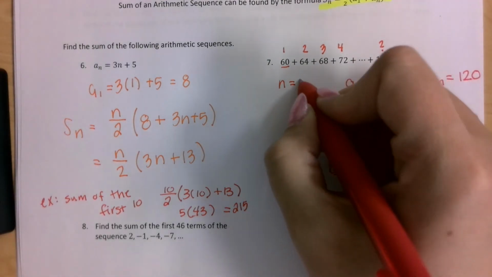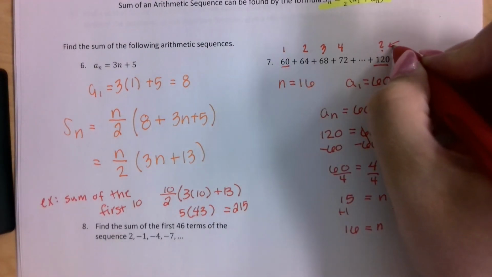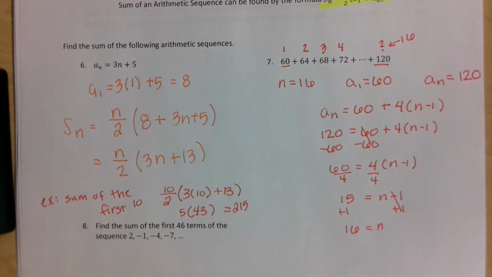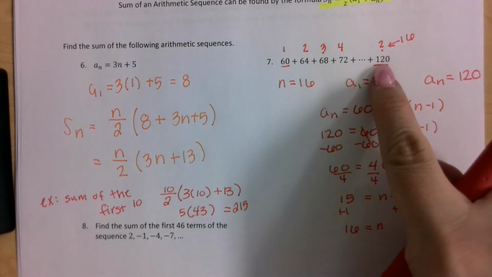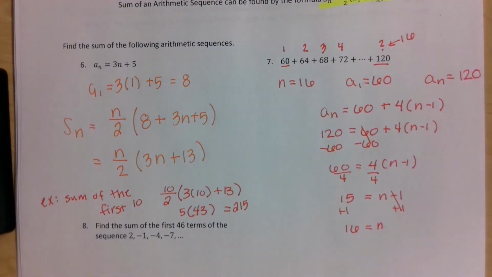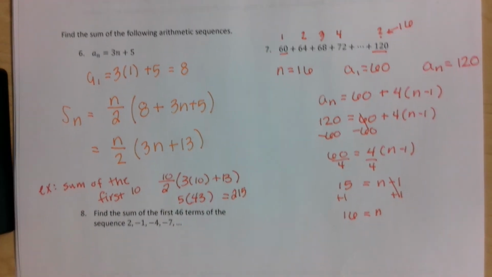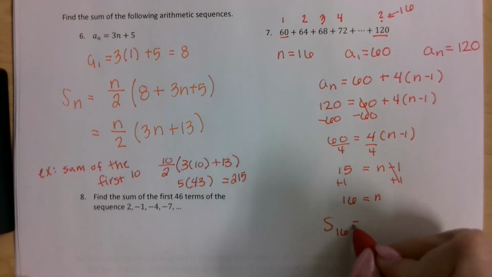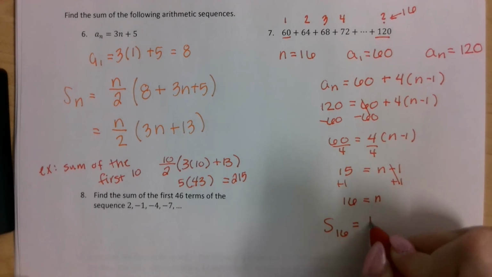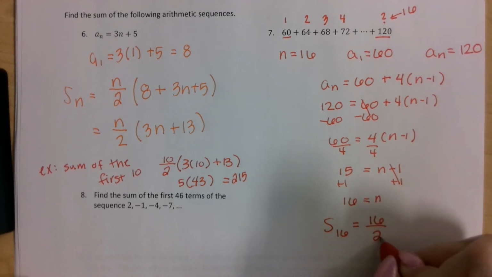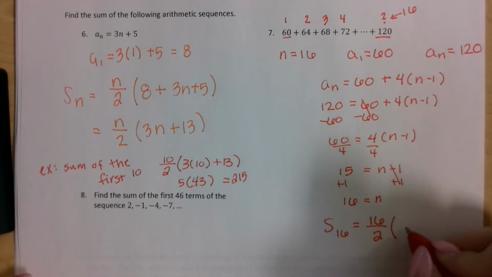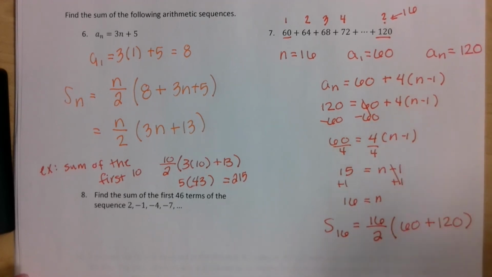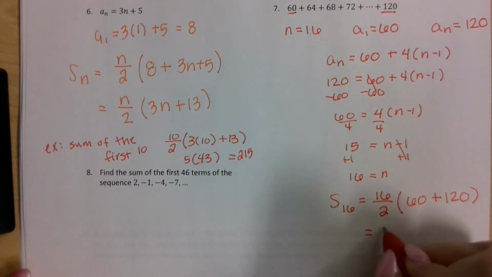So we just figured out that this term here is 16. It's the 16th term. To get from 60 to 120 by adding 4 each time, it's going to take 16 times. So now let's find the sum. So I'm going to find the sum of the first 16 terms. So our formula says 16 divided by 2 times a sub 1 plus a sub n, which is 120. And figure out what that answer is.